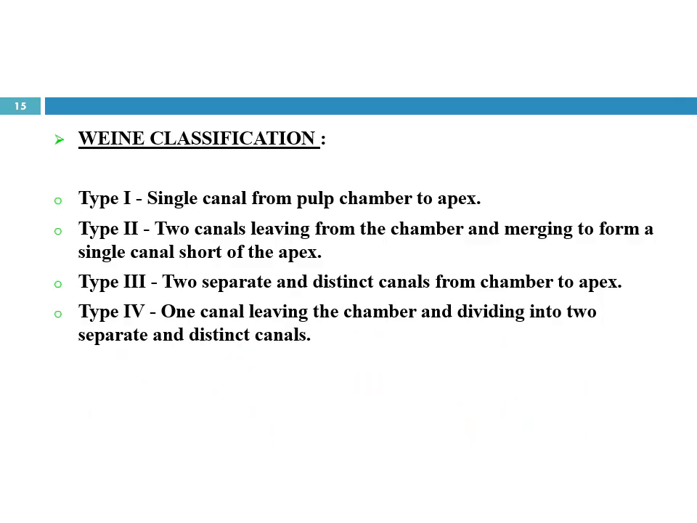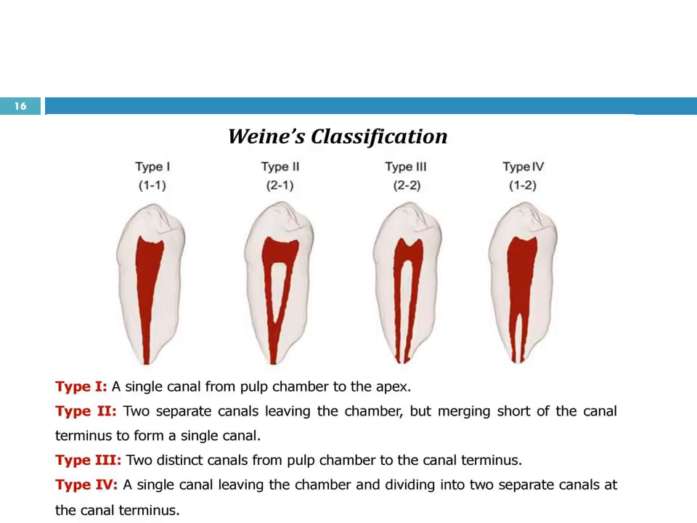Now moving on to Weine's classification. There is Type 1, wherein you have a single canal from the pulp chamber to the apex. Type 2, two canals leave the chamber and merge to form a single canal short of the apex. Type 3, two separate and distinct canals from the chamber to the apex. Type 4, one canal leaves the chamber and divides into two separate, distinct canals. This is the Weine's classification.